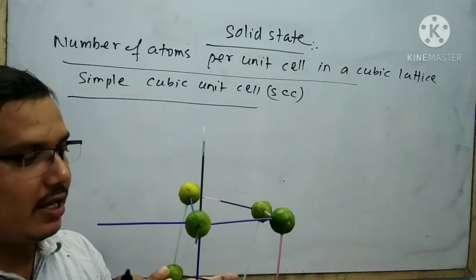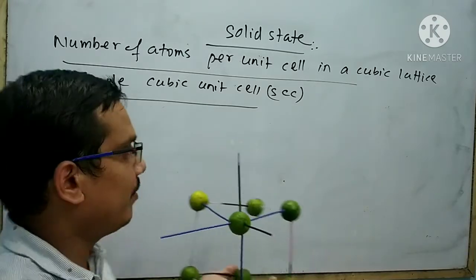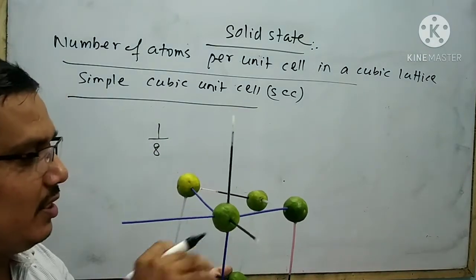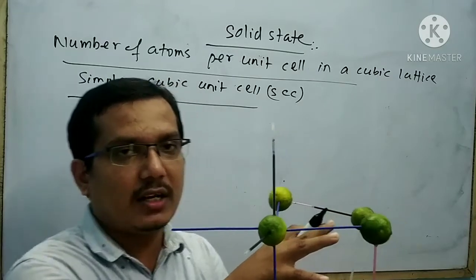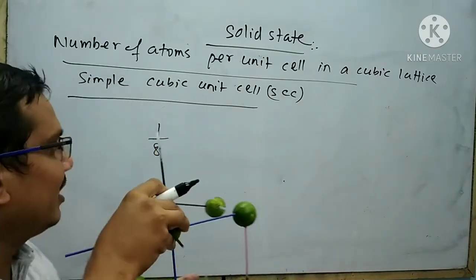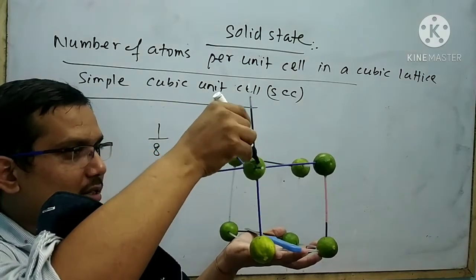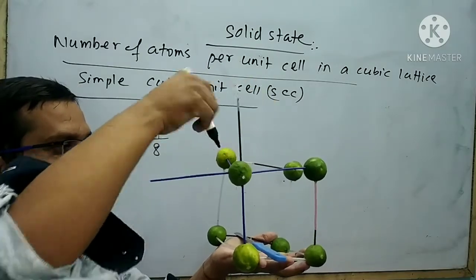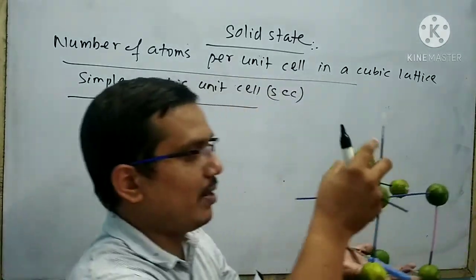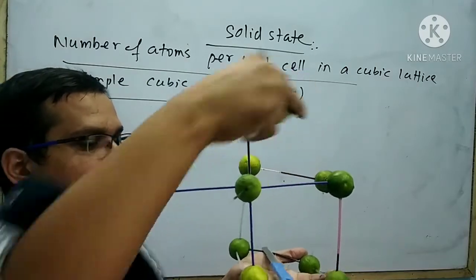From this it is clear that for one unit cell, these constituent particles have 1 by 8 part contribution. That means for the formation of this unit cell, the contribution of this constituent particle is 1 by 8 part. Remember, this upper part cannot be used for the formation of this unit cell. That means we think about this part. This part cannot be used for the formation of this unit cell.